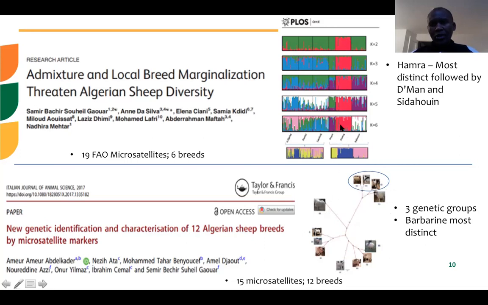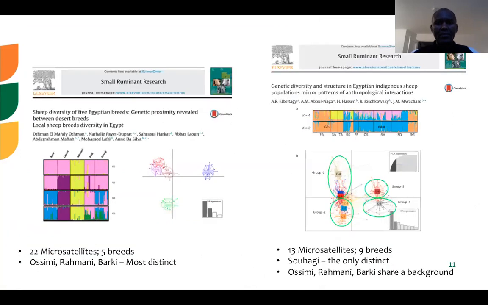Now, this finding, although it shows a contradiction, can be attributed to the microsatellite markers that were used, in the sense that the two studies used two different sets of microsatellite markers, and therefore they could not replicate the results between the two studies. This is actually not unique to this study, because this result has also been found using Egyptian sheep. These two studies, one which was done by Othman et al. and the other one done by Eltebetaji et al., also found some contrasting results.